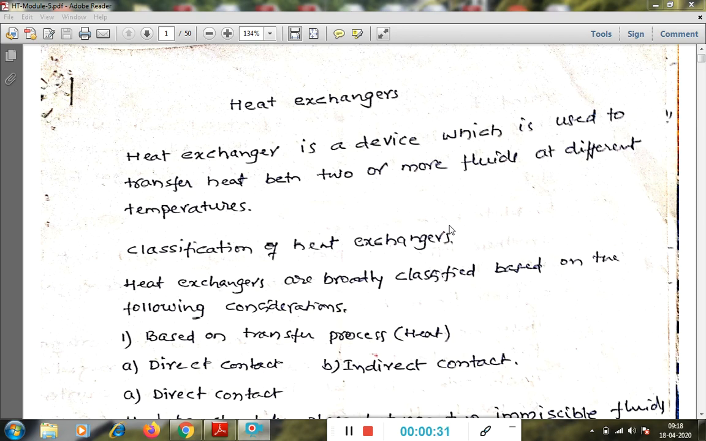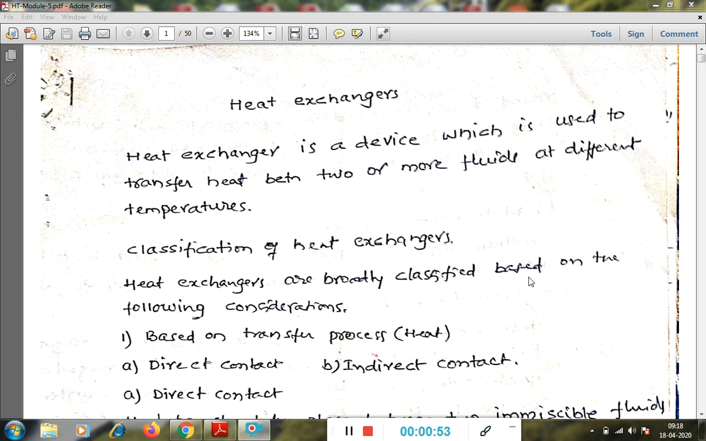Examples of heat exchangers are automobile radiators, cooling towers, and the like. Here, first we have to look at the different classifications of heat exchangers. Later, we will discuss the different types of heat exchangers and go on to the analysis of heat exchangers. The classification of heat exchangers.